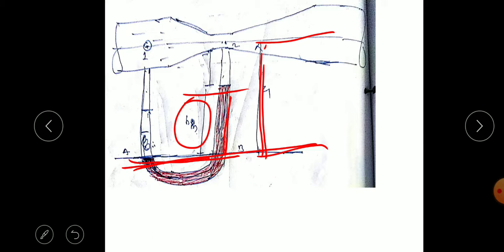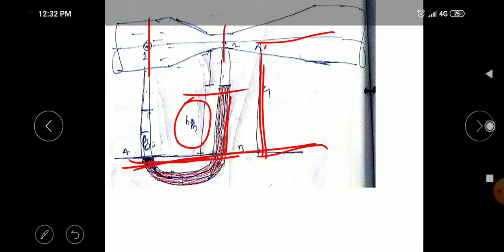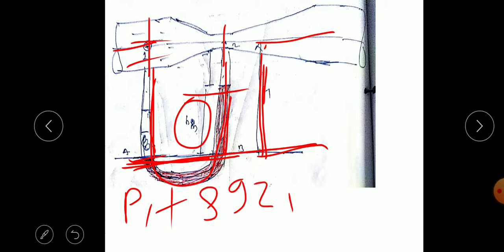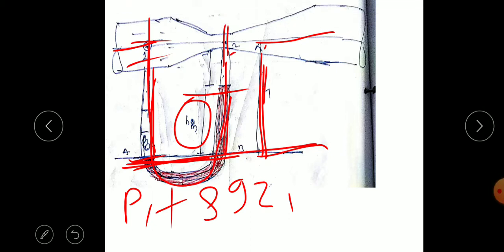So if you consider, section 1 is at the inlet of the pipe, section 2 at the throat section. Between them this U-tube manometer is attached. Now we can obtain H by writing the pressure balance equation. At this point the pressure is P1, the pressure of the fluid passing through, plus due to this liquid column Z1, the pressure rho g Z1. So pressure at point 1 is P1 plus rho g Z1, and the pressure at point 2 will be P2 plus the liquid column, rho g Z2.